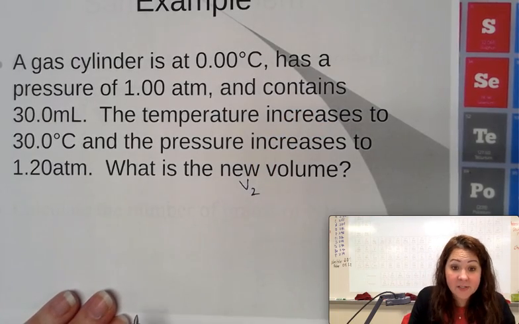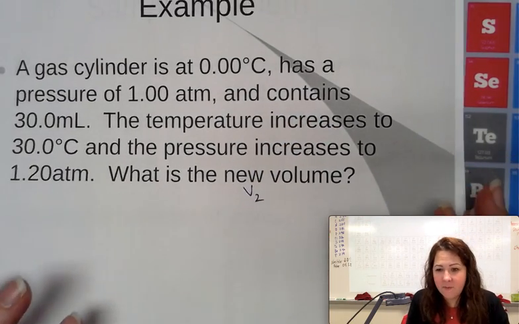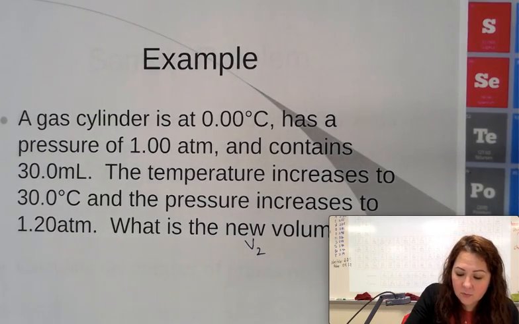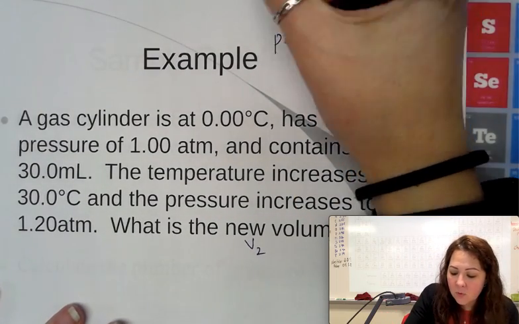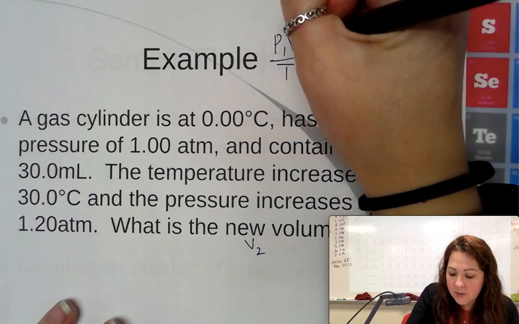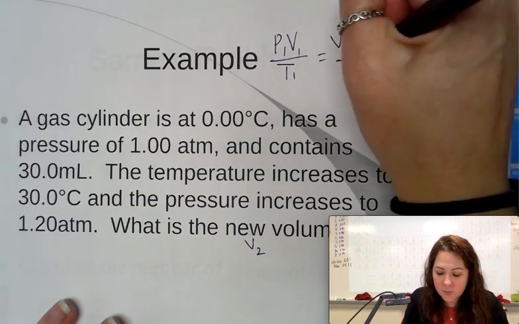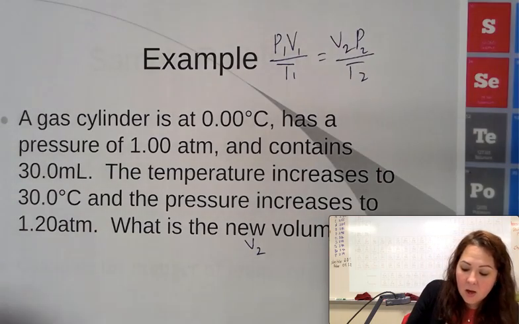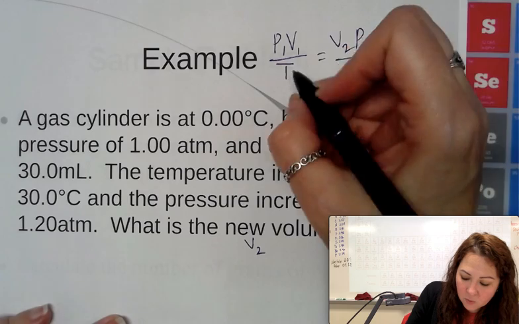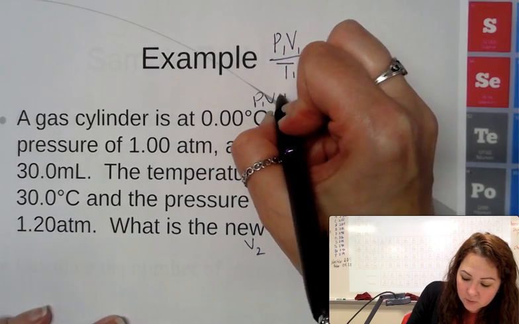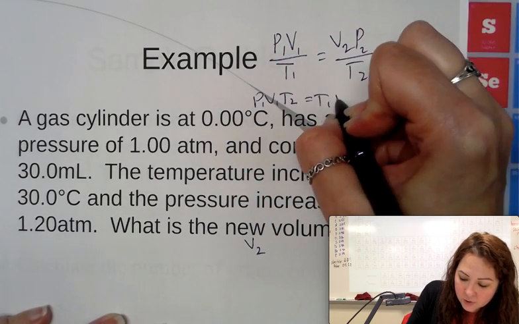If you wanted to, again, sometimes people find this easier, some people don't. I don't really care either way. So P1 times V1 over T1 is equal to P2 V2 over T2. I switched those letters, but that's okay. It doesn't really matter. I'm going to cross multiply. P1 V1 T2 is equal to T1 V2 P2.